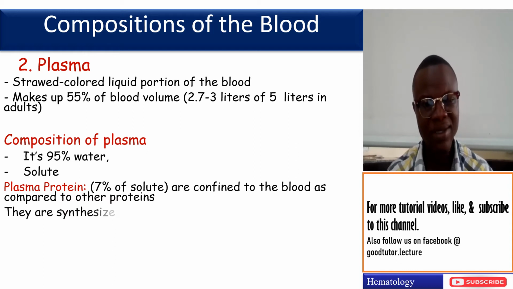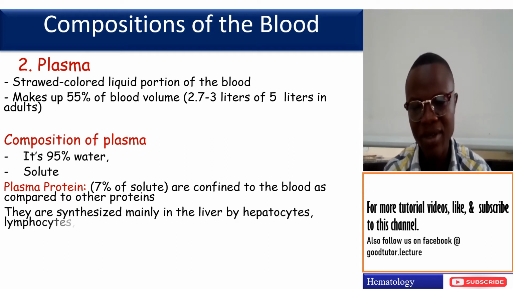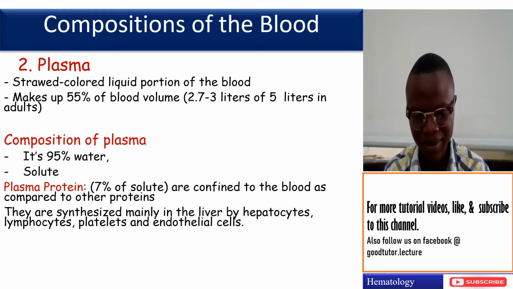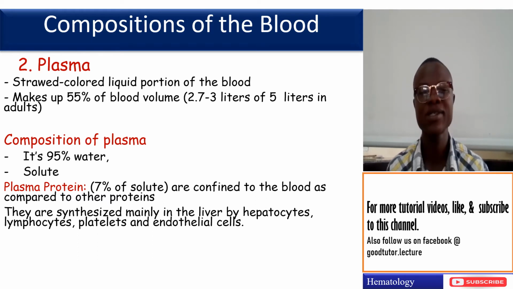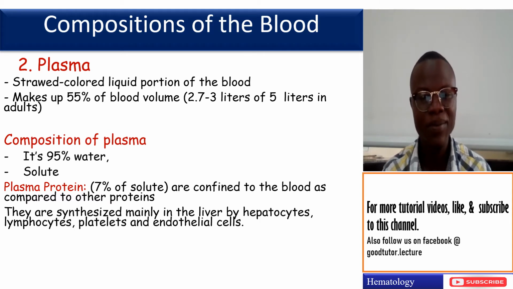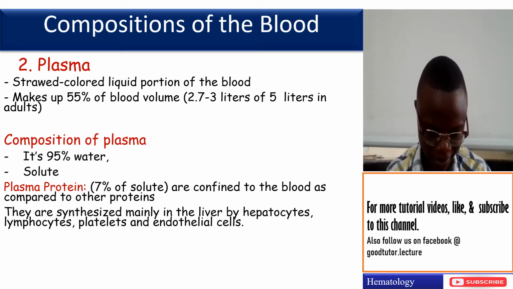Also, looking at the plasma proteins, they are synthesized in the liver by hepatocytes, lymphocytes, platelets, and endothelial cells. So we have so many sources for the synthesis of our plasma proteins. So what are these plasma proteins?